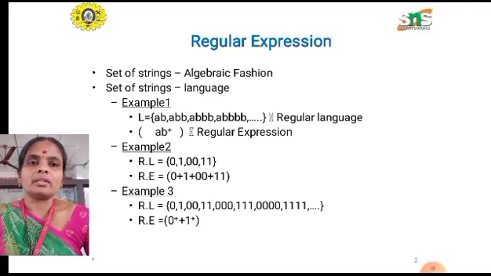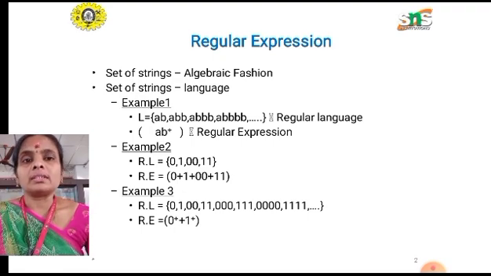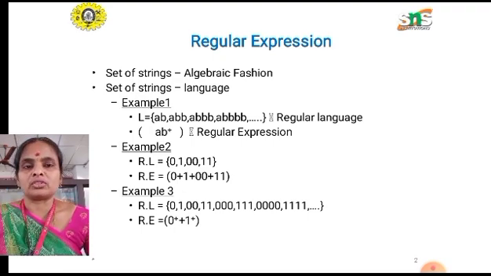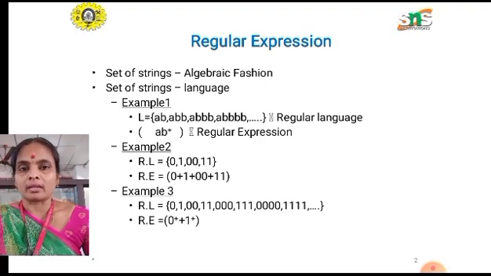Example 1 will take a combination of the alphabets A and B. So using A and B, the set of strings formed is AB, ABB, ABBB, and it goes on. So this is the possible set of strings which the user can give.